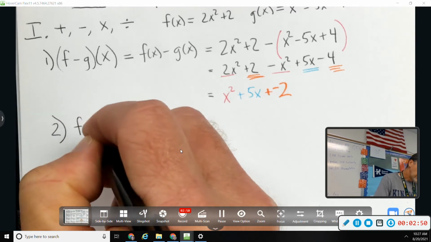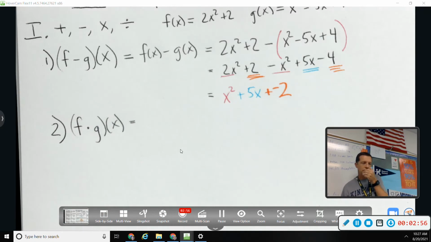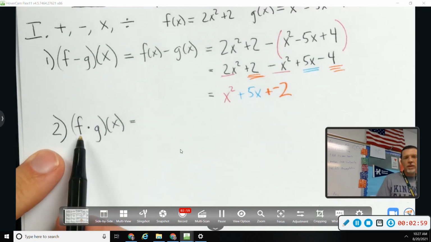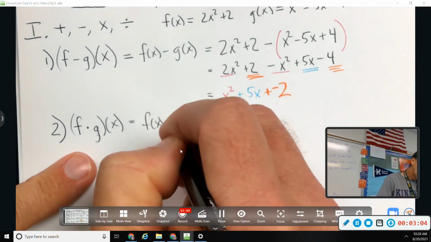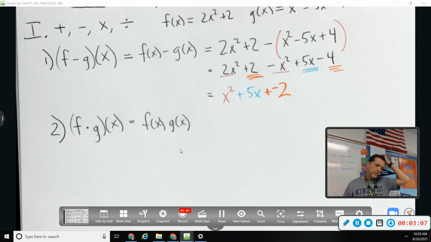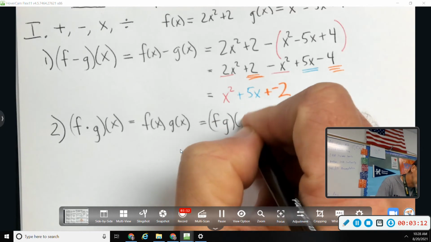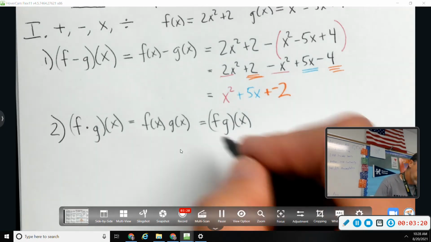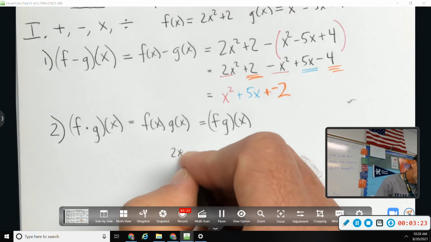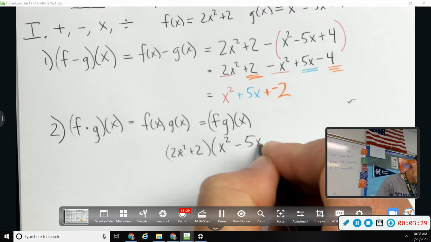Number 2, f times g of x. Again, this doesn't mean multiply f and g and then multiply by x. This means f of x times g of x. Or they can even write it as fg of x. So all of those mean the same thing. Multiply f and g. 2x squared plus 2 times x squared minus 5x plus 4.